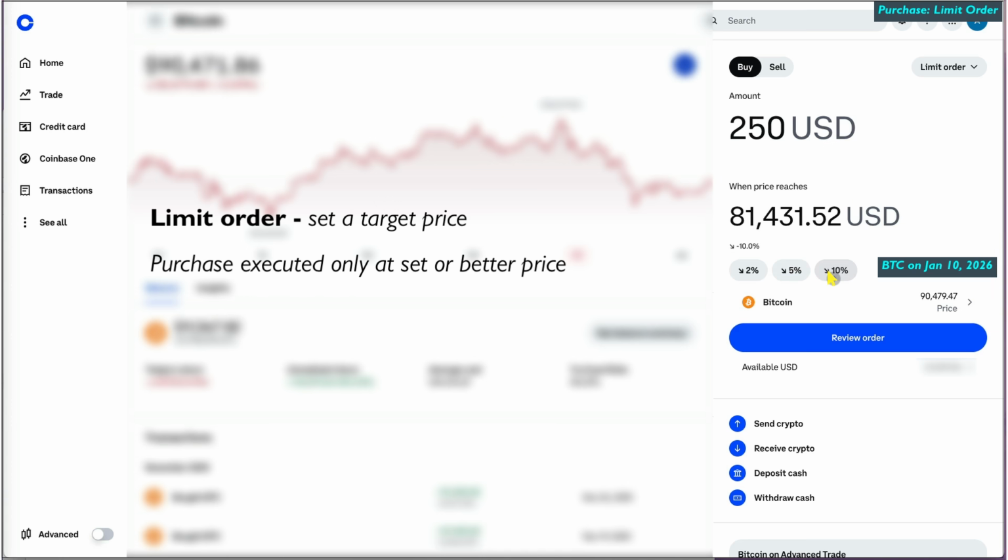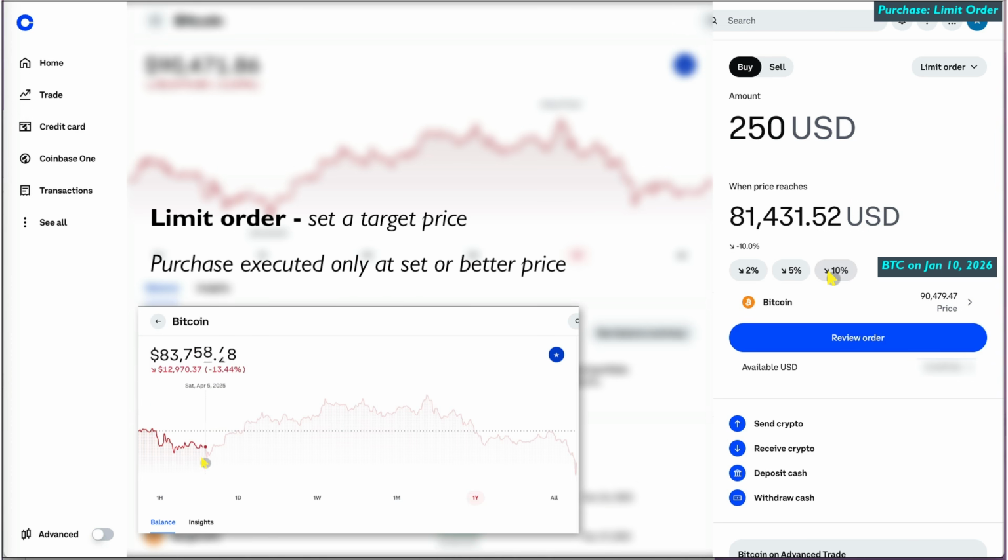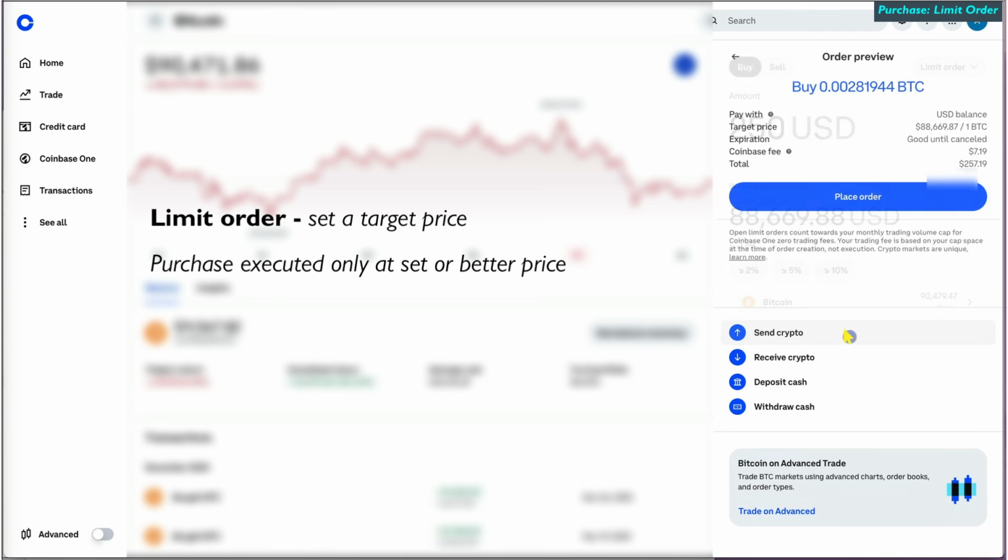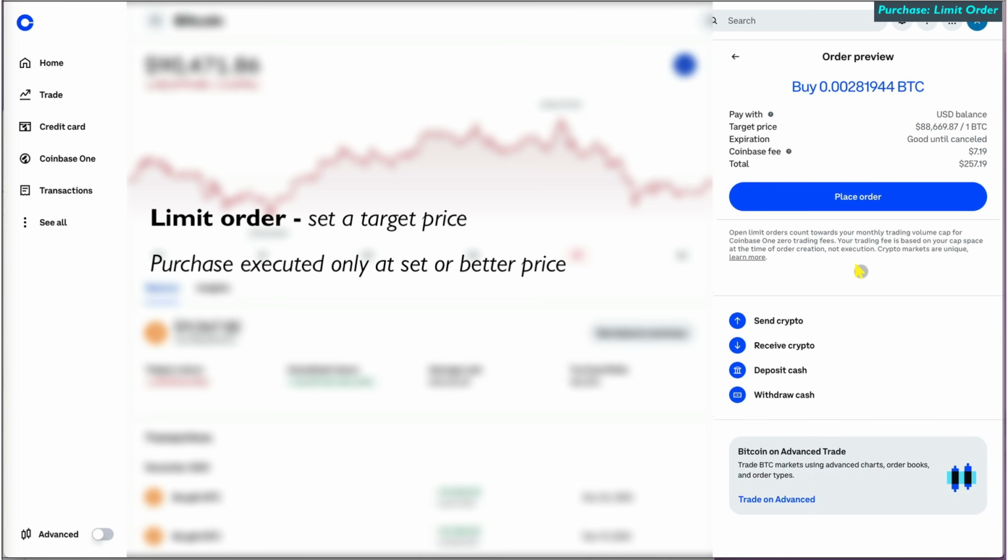For example, a 10% drop would bring the price down to about $81,431. You can review historical price data to see when Bitcoin last dropped that much and decide whether your target price is realistic. When you review the order, you will see that the expiration is set to good until cancel. This means the order will stay active until the target price is reached or you cancel it.